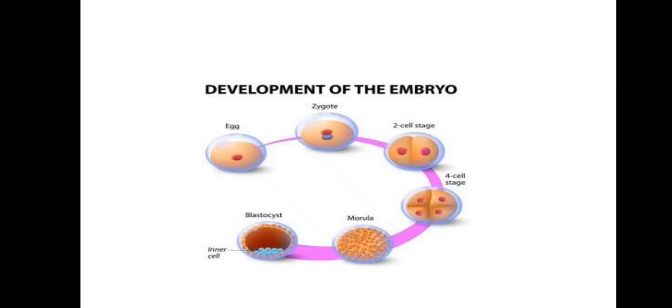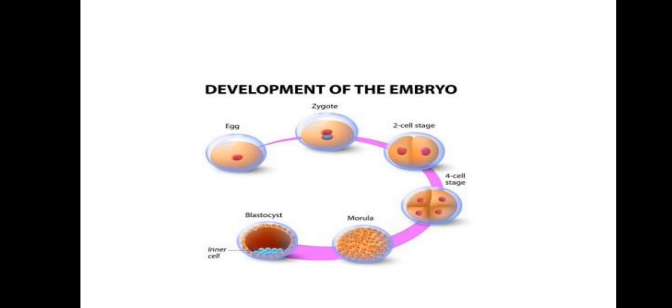So the division takes place, and the fertilized ovum divides into two cells, as you can see in the diagram, and then into 4, then 8, 16, and soon it becomes a cluster of cells known as the morula. Next, a fluid-filled cavity, the blastocele, is formed and appears in the morula, which now becomes known as the blastocyst.